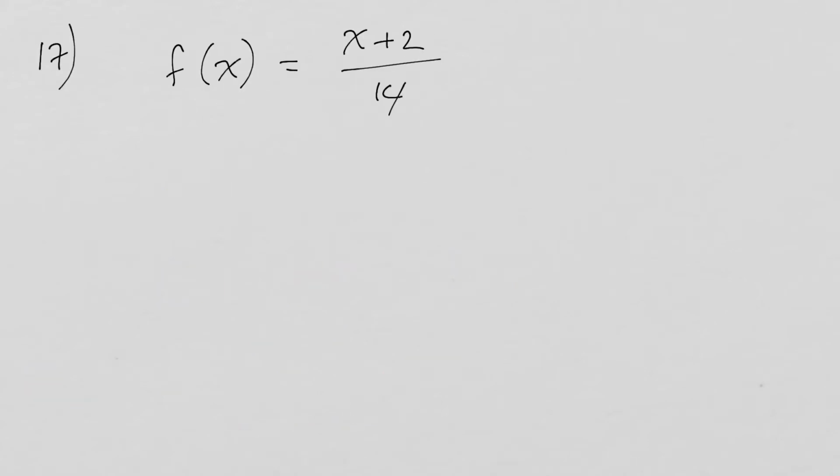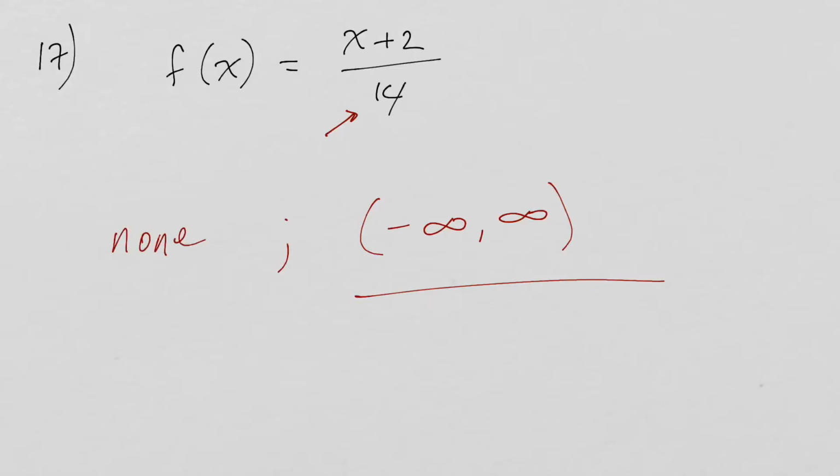Okay, when you're talking about the domain in a problem like this, we're worried that the denominator should not be 0 so that you don't get an undefined. But 14 does not depend on x. So there is no value that x cannot be. So the domain is all real numbers. So we write it in interval notation, negative infinity to infinity. That's the domain. What values are not allowed? None. In other words, we're allowed all values for x.